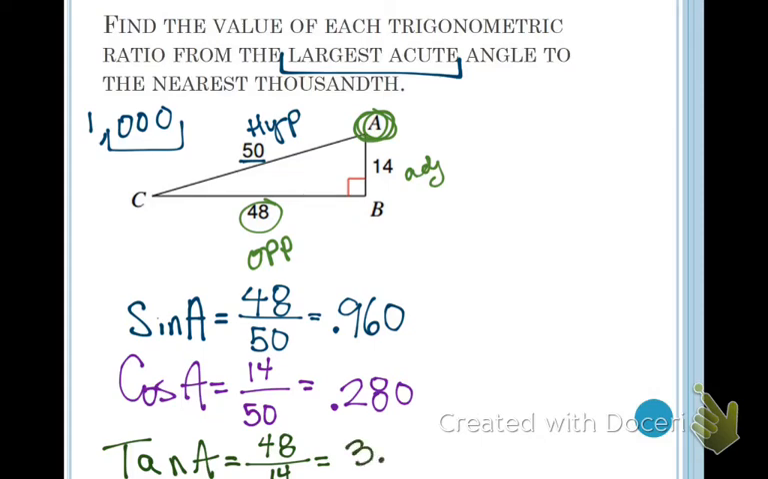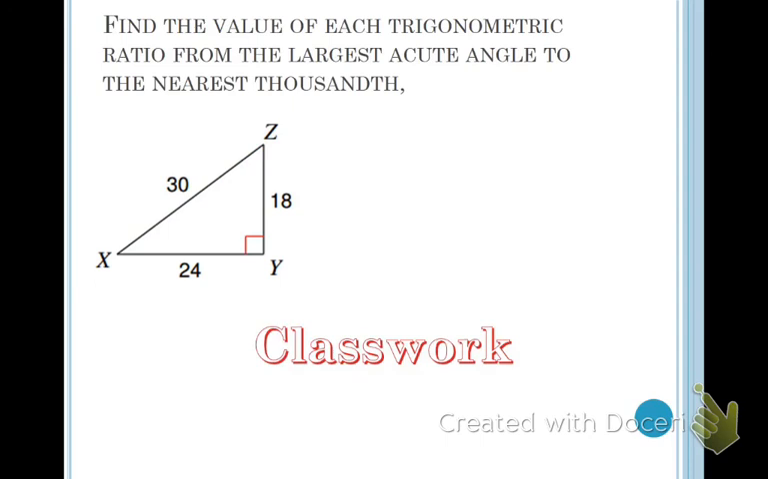How is it going to be less than 1 if 48 is on top and 14 is on the bottom? That's all. 3 point, we're rounding to the thousandth, so 3 places. 3.429. You should get 8.5, and the 5 makes the 8 round up to a 9. You guys are going to begin this one on your classwork paper.